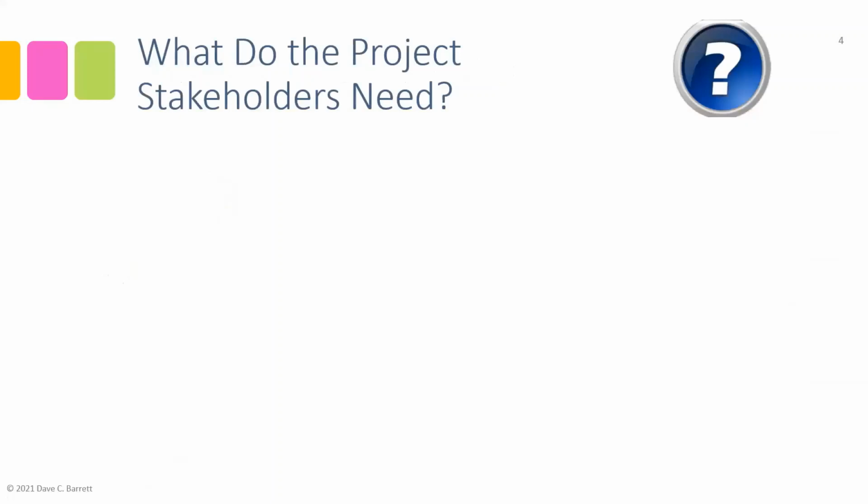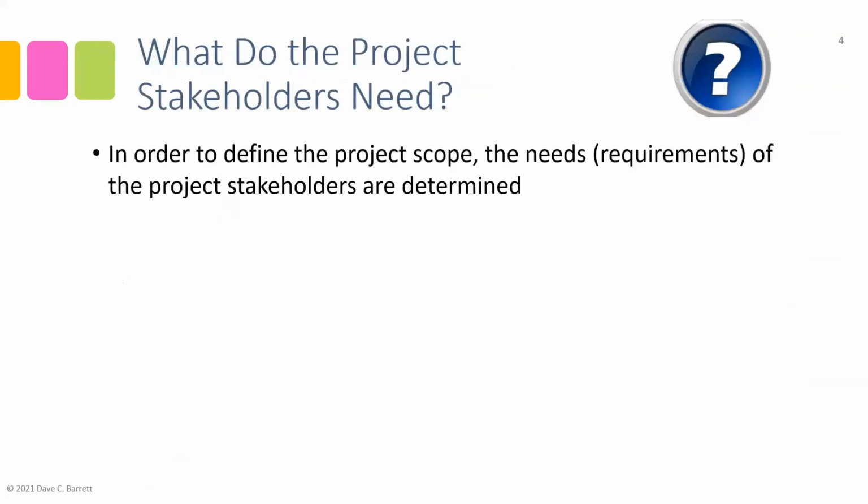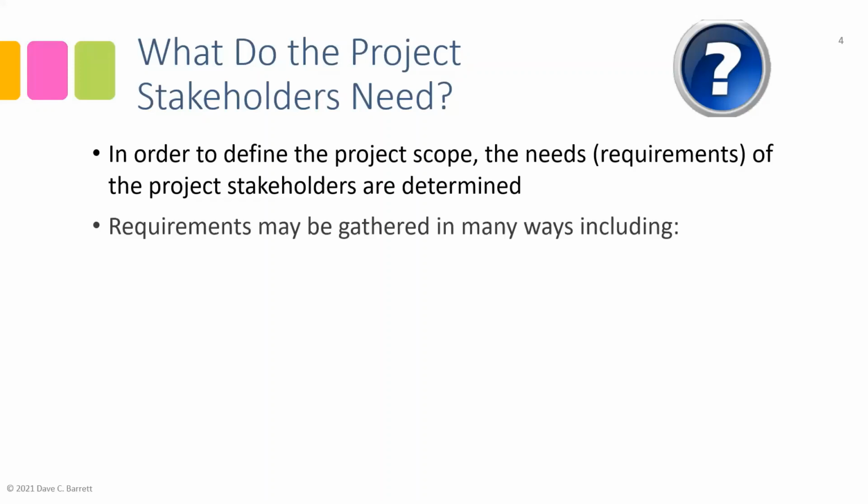First of all, what do the project stakeholders need? The first order of business to define the project scope is to determine the needs or requirements of the project stakeholders. And this is why it's important. We talked about in Chapter 3 that it's important to understand who your project stakeholders are. You can't get their requirements if you haven't identified them and know what they're about. So that's why it's so important to do that.